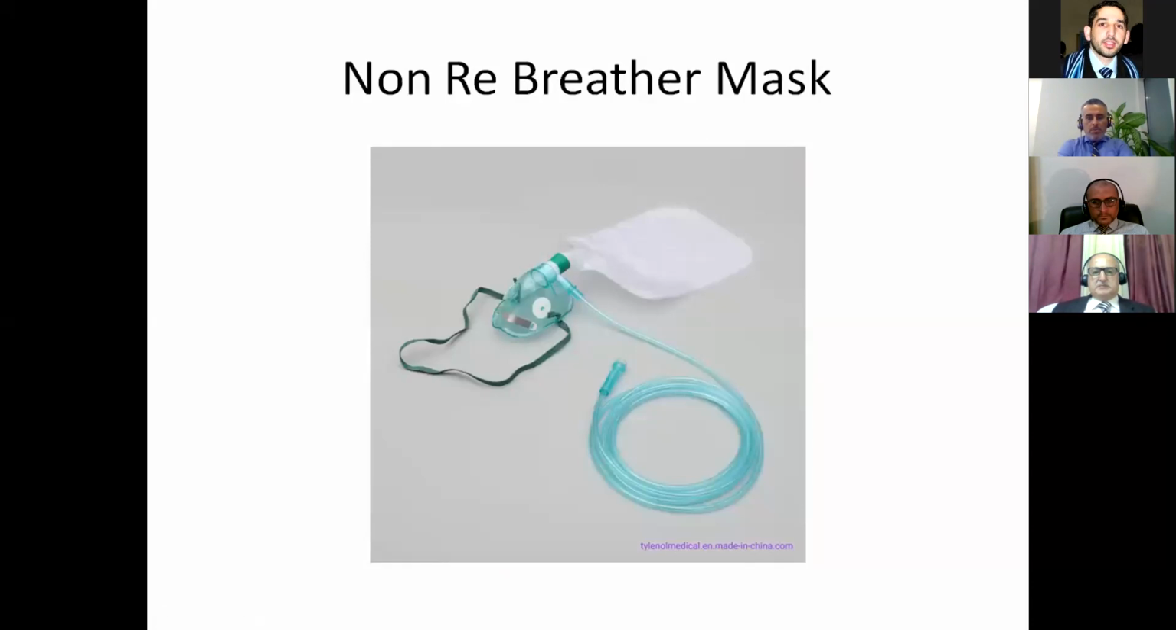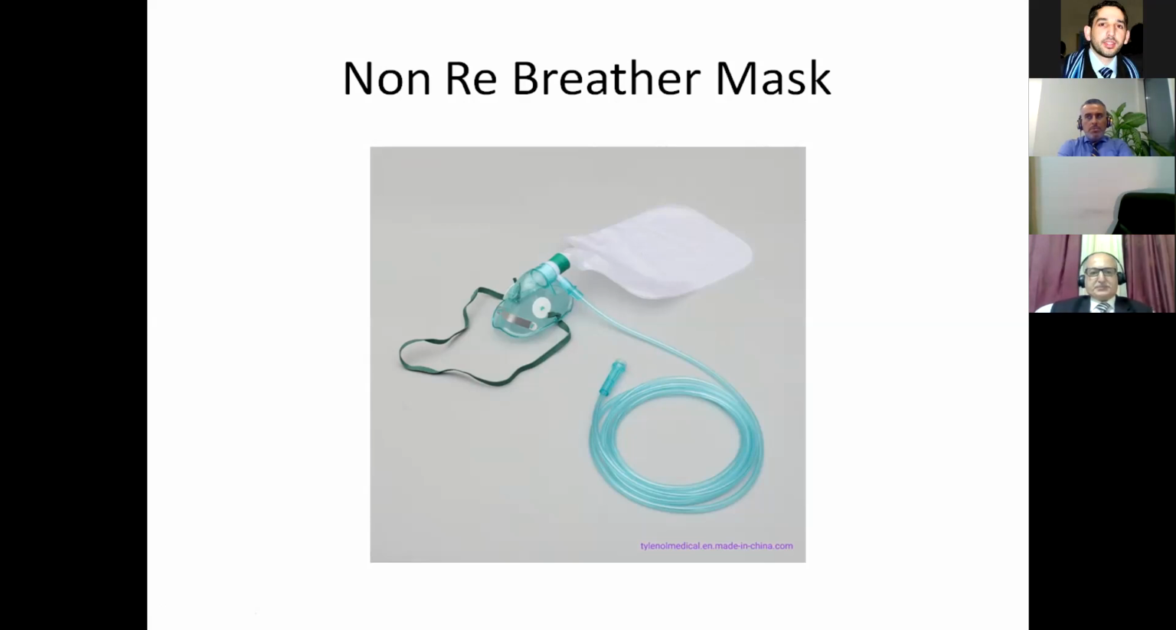So this is the non-rebreather mask. The non-rebreather mask has got a reservoir bag which ensures that there is a mixing of the exhaled air and the inhaled air. So that is a partial non-rebreather mask. In a complete non-rebreather mask, there is no mixing of the exhaled air and the inhaled air. The inhaled air is always filled by the oxygen which is being supplied by the wall mount, and it will always contain pure oxygen. So non-rebreather mask can provide you a FiO2 of 90%.